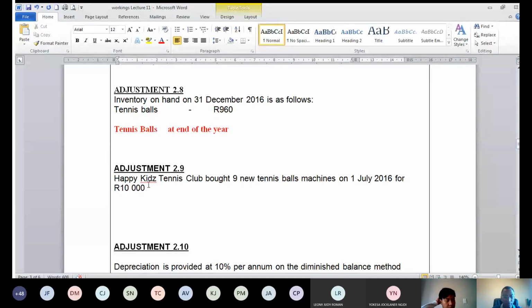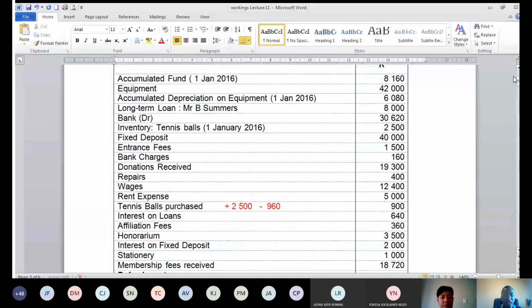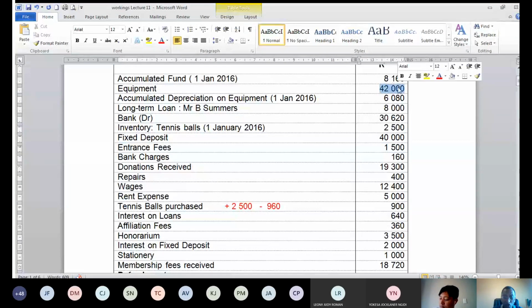Right. We take a look at the information under 2.9 now, guys. 2.9, they tell you that Happy Kids Tennis Club bought 9 new tennis ball machines, and they bought that now on the 1st of July 2016. Now, for a tennis club, when you are buying a tennis ball machine, that will be regarded as your equipment. And that equipment was purchased then, guys, on the 1st of July 2016. Just go back, guys, to your list of accounts and have a look at your equipment there. And you will see that your equipment is an amount of 42,000 Rand.